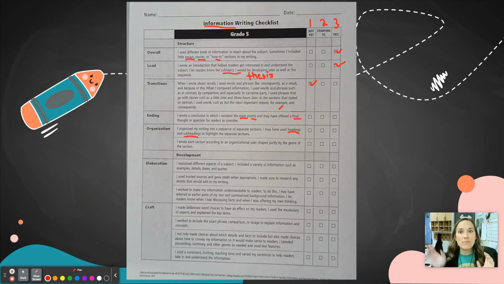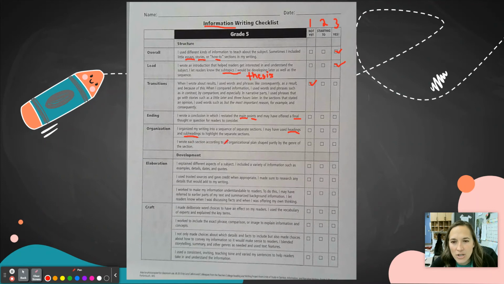So my title might say all about tornadoes, but my first section would be how does a tornado form, or tornado formation. Second section might be about how dangerous tornadoes are. So tornadoes and danger, or dangerous tornadoes. And then the last one, how to be safe during a tornado. So those section headings can really help in nonfiction writing.